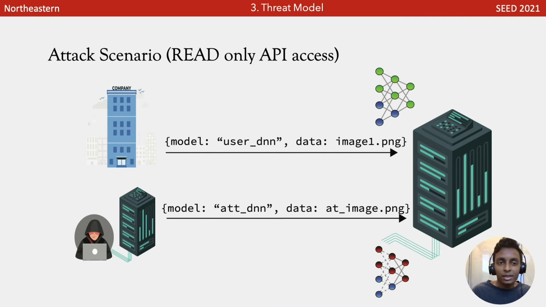A victim would send their model name, and then their data would be an image that they want to perform inference on.